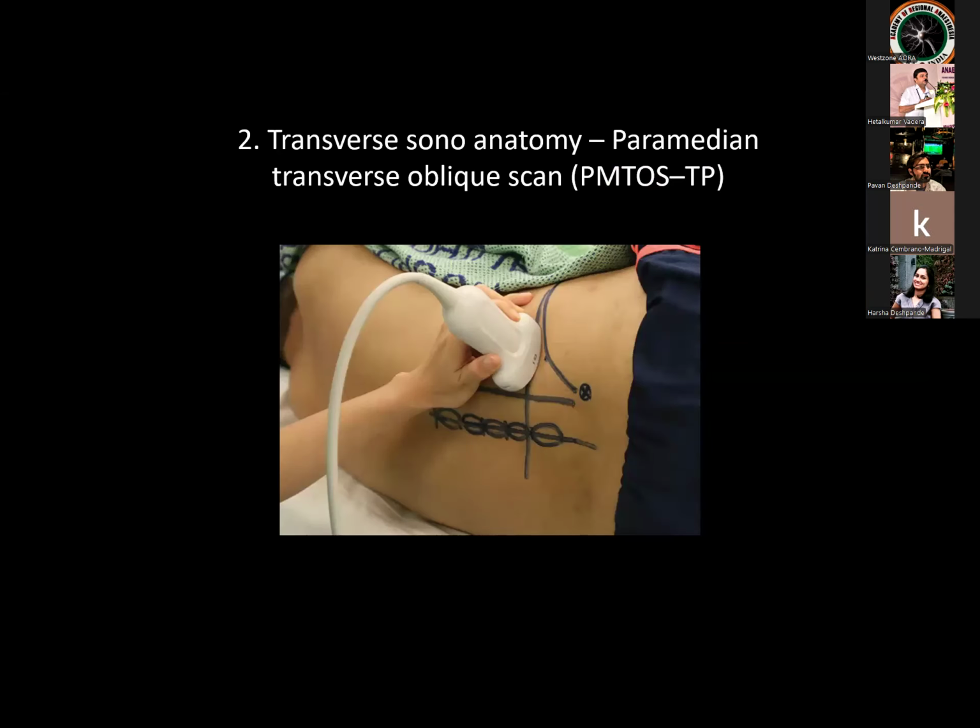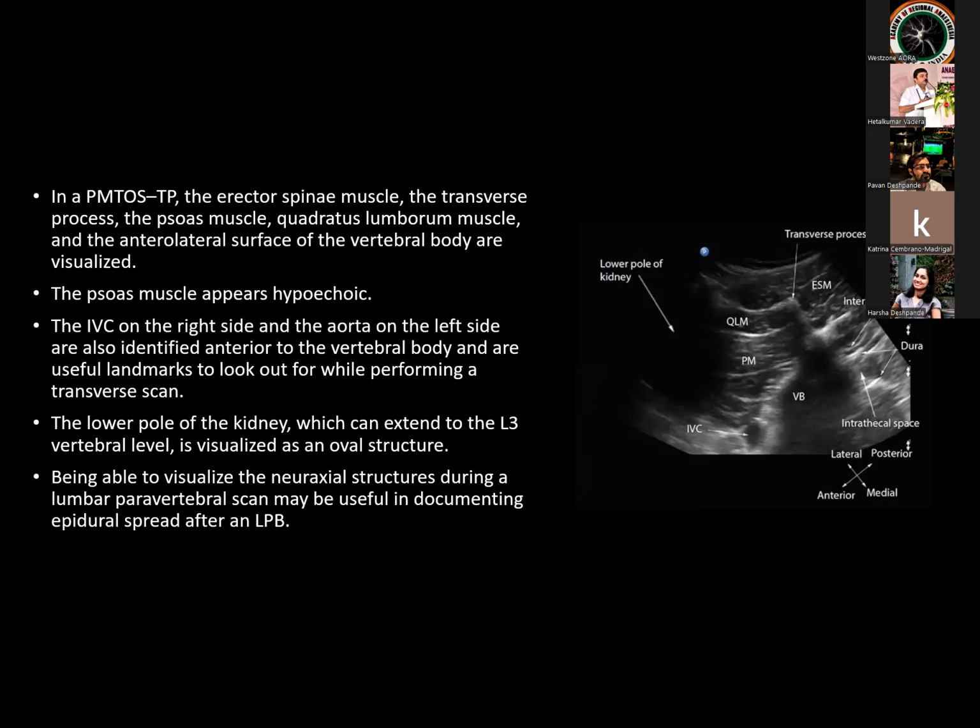The second approach is the transverse sonoanatomy, the paramedian transverse oblique scan. From the image, we are keeping the probe in a transverse direction on the trapezius line, keeping it oblique and going caudally, so that we can see the lumbar plexus. In this, we can see the erector spinae muscle, transverse process, psoas muscle, quadratus lumborum muscle, and the anterolateral surface of the vertebral body. We can see the QL muscle, psoas major muscle, erector spinae muscle, vertebral body, and transverse process.